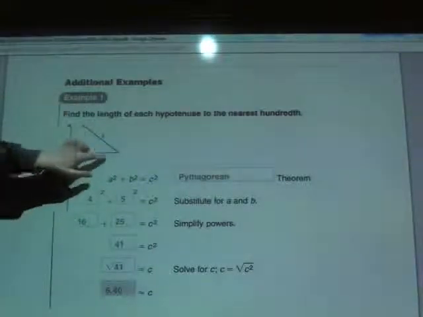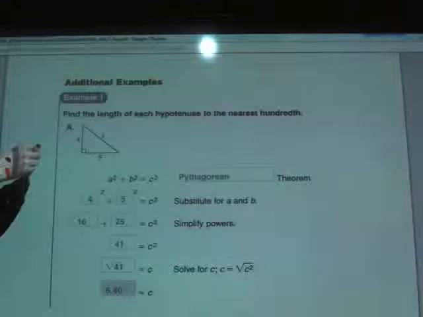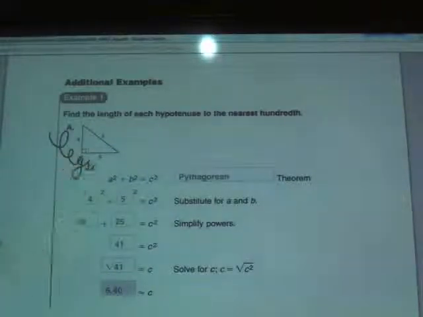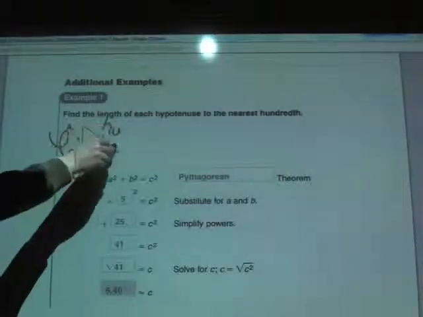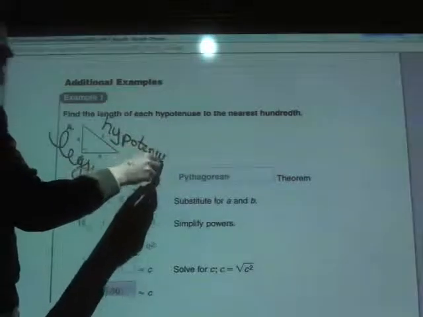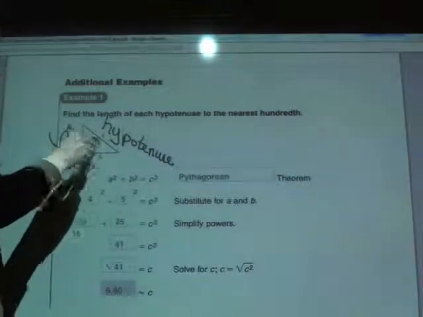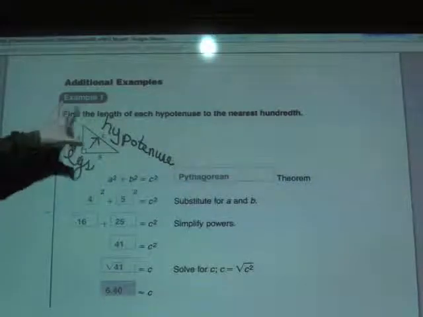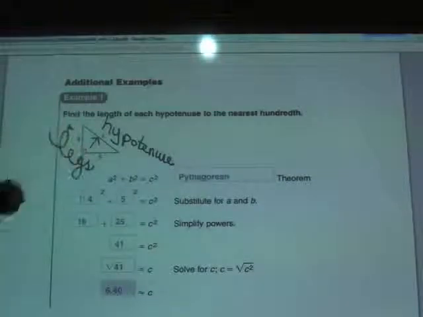The two sides that make up the right angle are called the legs of the triangle, and the third side is called the hypotenuse. The hypotenuse, as I said in the intro, is across from the right angle, which you can see I've drawn in. I would always recommend you identify the legs first, the two sides that make the right angle, and then just fill in the third one, the hypotenuse.